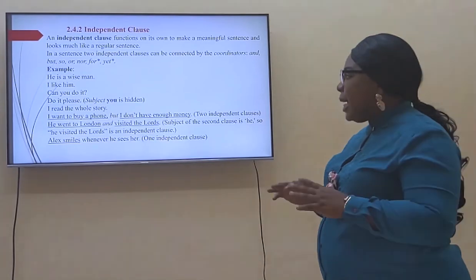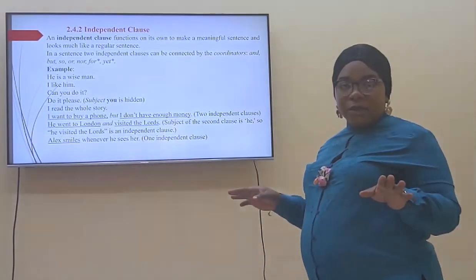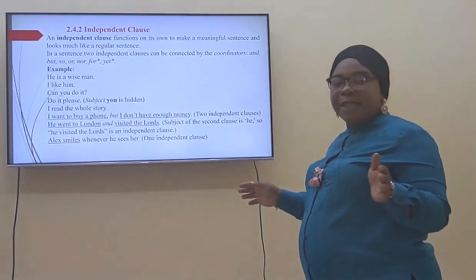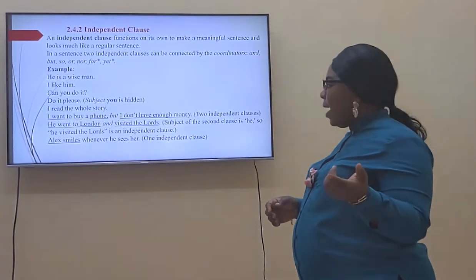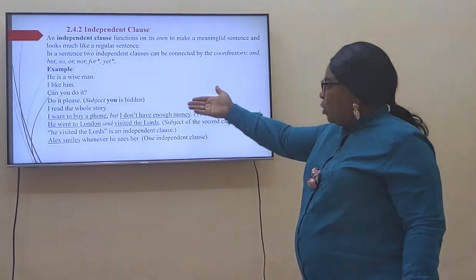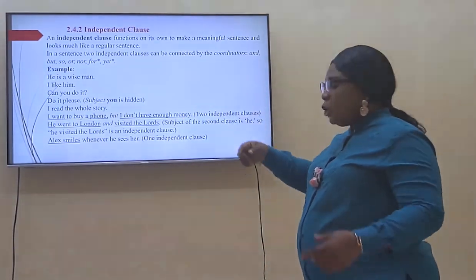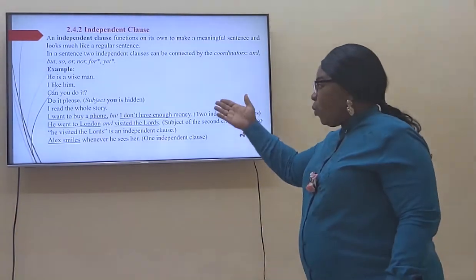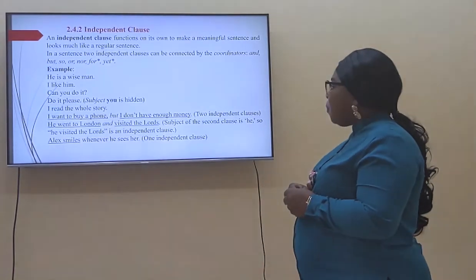For instance, he's a wise man. That's an independent clause. It makes a meaning on its own. He is a wise man. I like him. It's a complete sentence. Can you do it? Do it, please. Right? So, in this, do it, please, you can see that the subject, you, is hidden. Of course, you know I'm referring to you, but you don't see the you there. It is hidden, but it still makes a complete sentence.